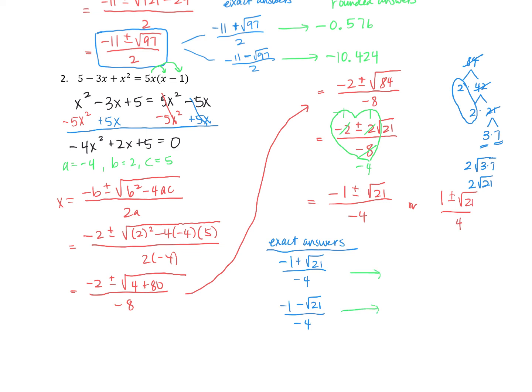And I'm just going to type those into my calculator and find the estimates. And it asks us to round to the nearest thousandth. So it's 3 numbers after the decimal place. So for the first one, negative 1 plus the square root of 21 over negative 4, I got negative 0.896. And for the other one, negative 1 minus the square root of 21 over negative 4, I got 1.396.